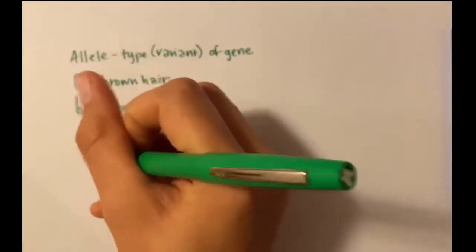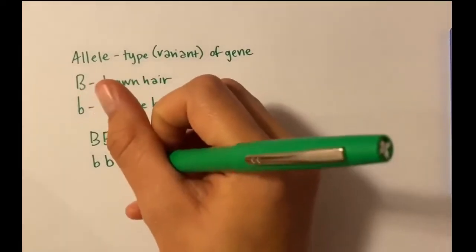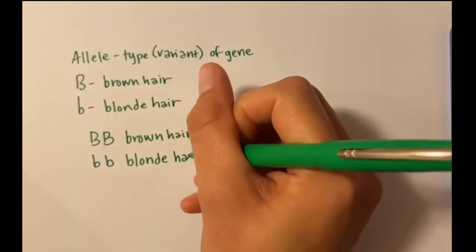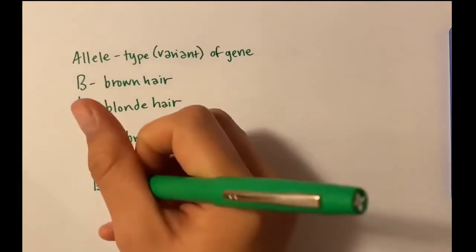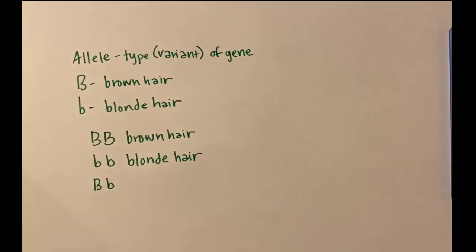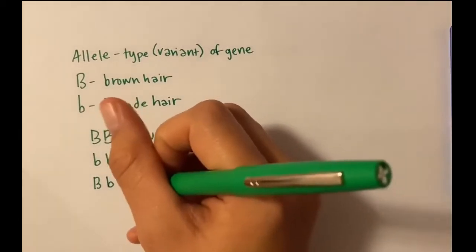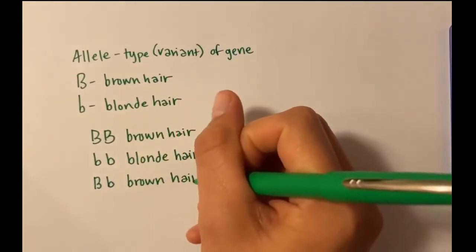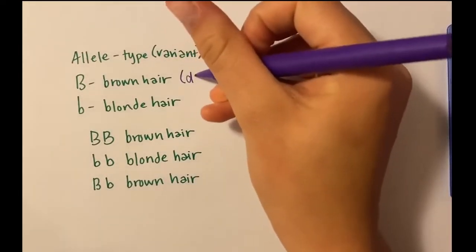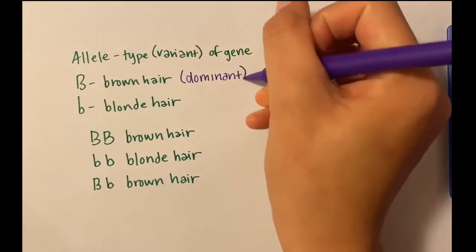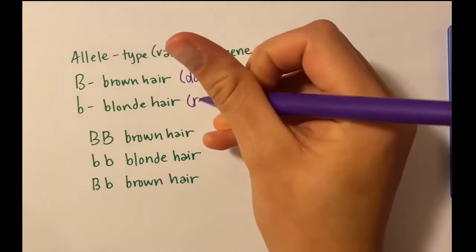If a person has two copies of little b's, or the genotype little b, little b, that person will have blonde hair. Why? Because they have two copies of the allele for blonde hair. Now, if a person inherits one copy of a big B and one copy of a little b, they have the genotype big B, little b. That person will have brown hair. Why? Because brown hair, represented by big B, is dominant over blonde hair, represented by little b.